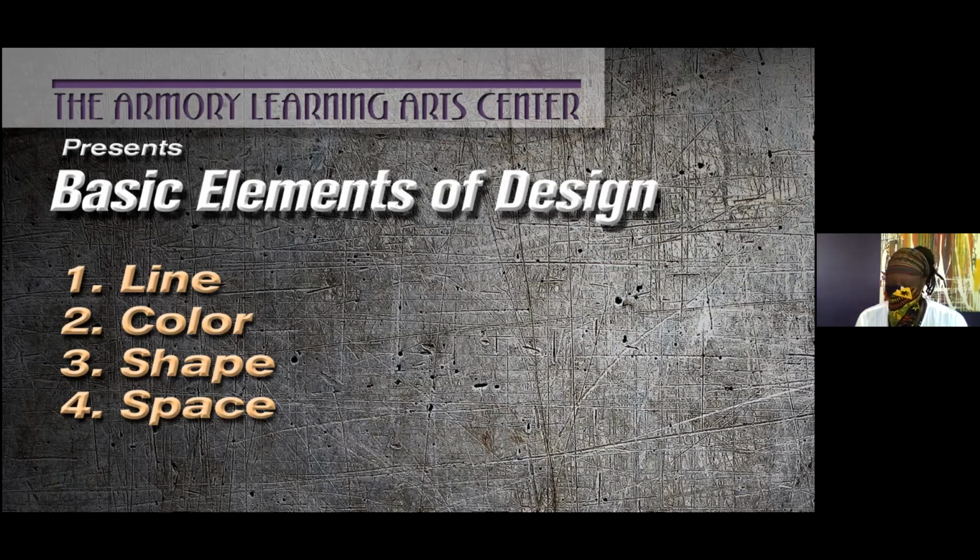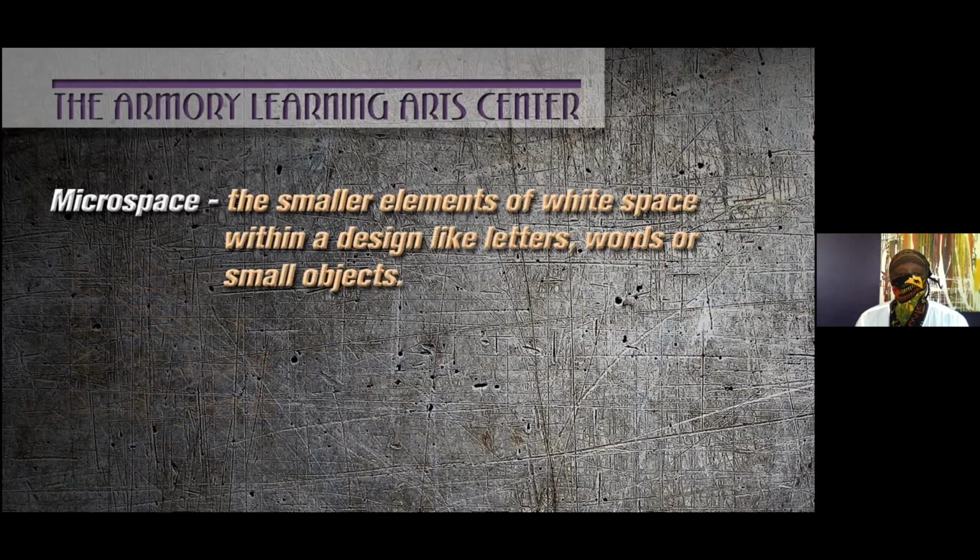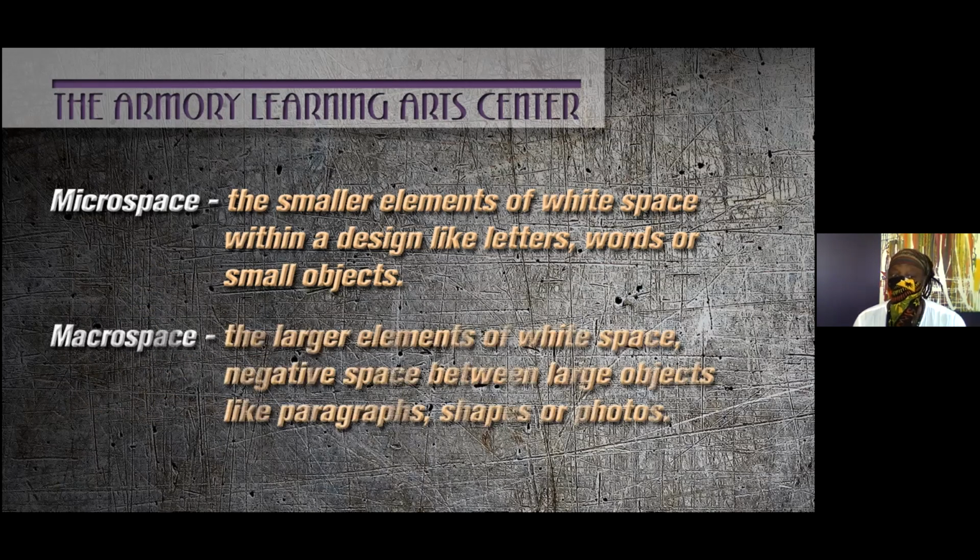So space is definitely an element that you come to use and manipulate. Now, you've got two basic types of space. It's called microspace. Micro means small, and those are the smaller elements of white space within a design, like letters, words, or small objects. And then you have macro space. Macro space are the larger elements of white space, negative space between large objects like paragraphs, shapes, or photos.